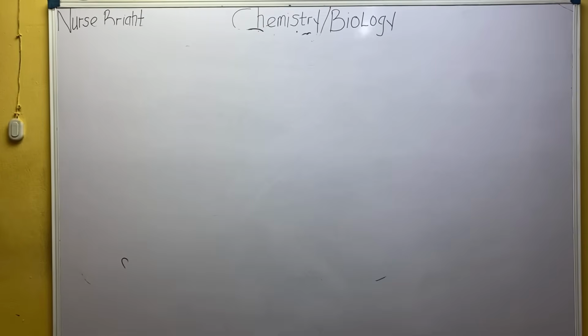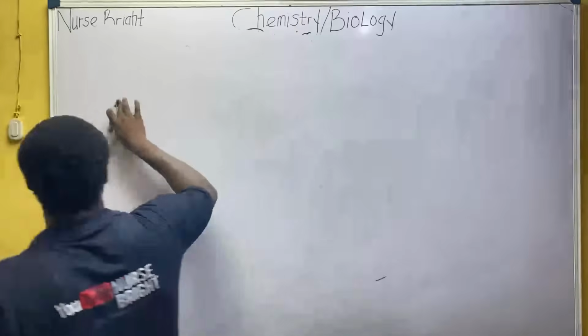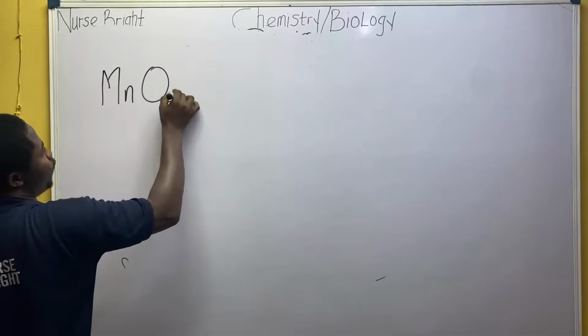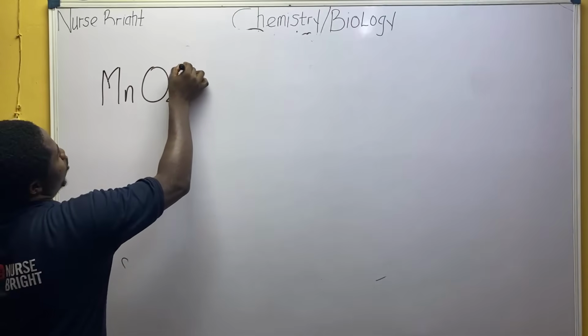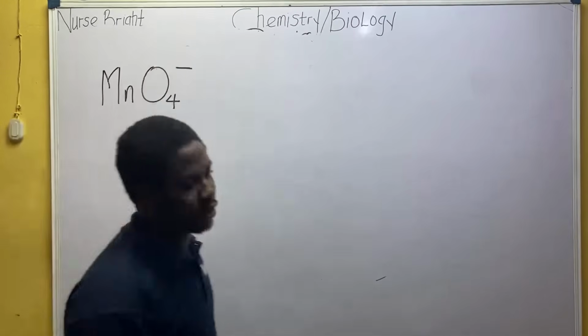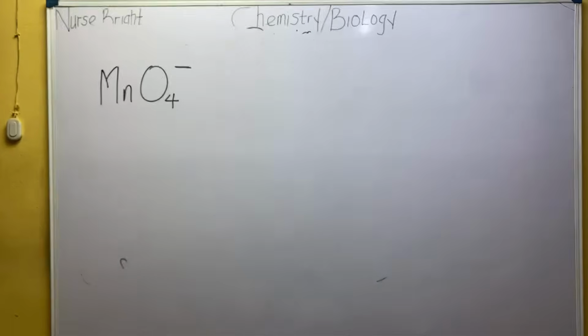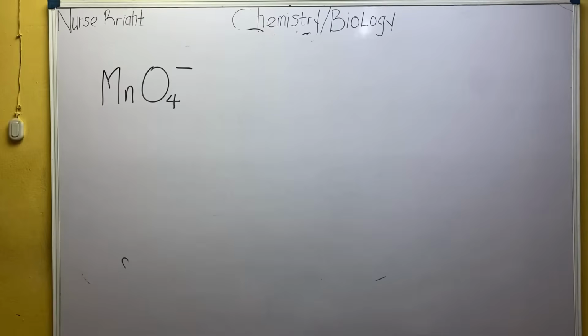Remember the charge on your left equals the charge on your right, that's the sum of all these things. So here is MnO4 minus, to give us Mn. Let me bring out the reaction properly.